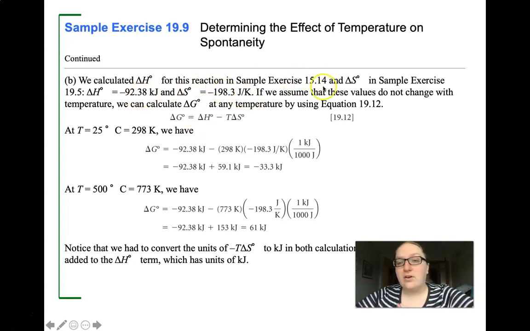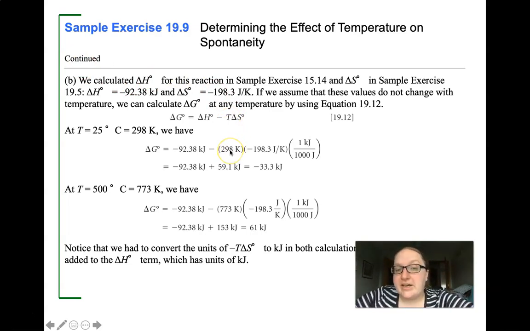The book has just said, oh, we've already done this in previous practice exercises. We didn't do this 19.5 exercise, so at the very least, you should be able to do this delta S one. This is one of your homework problems from last week, or a similar version of it. So we're going to take those values and plug in our temperature for both of them.